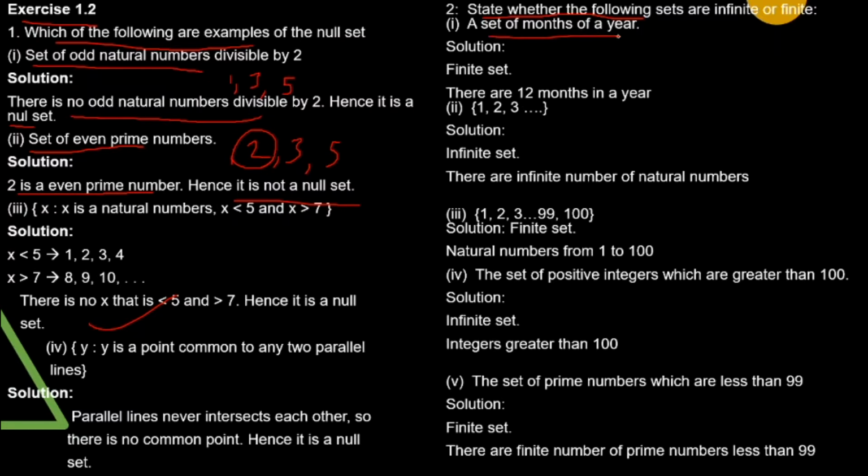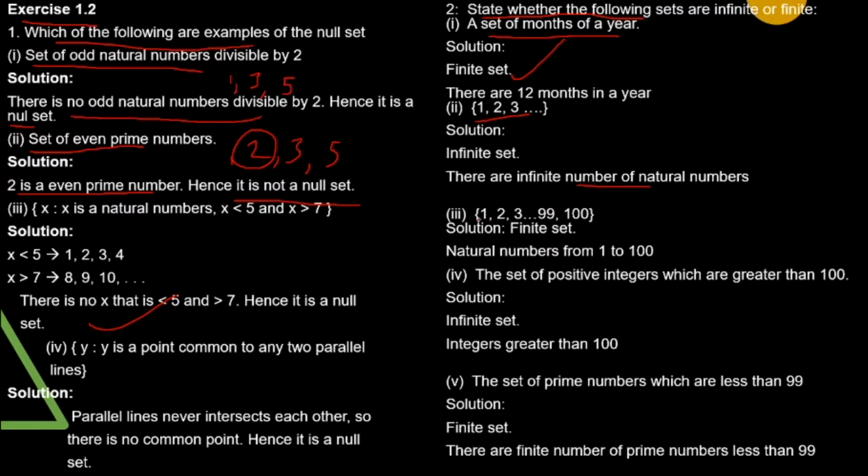How many months are there? 12. Will it exceed? No. So, it is a finite set. There are 12 months in a year. Now see here. 1, 2, 3. Can you name this set? Set of natural numbers. Yeah. So, see, it's going on and on and on. So, infinite set. There are infinite number of natural numbers.